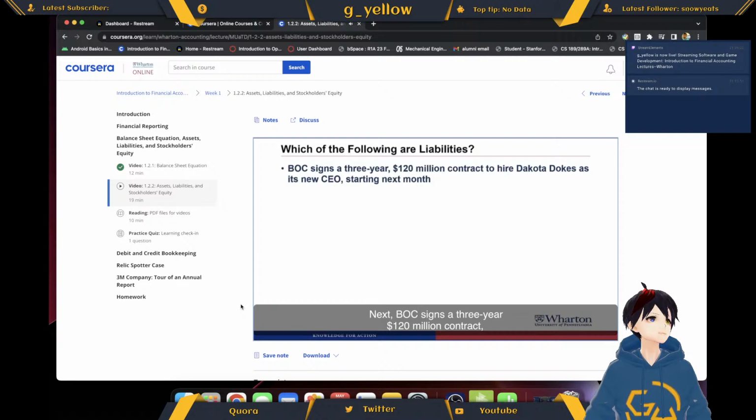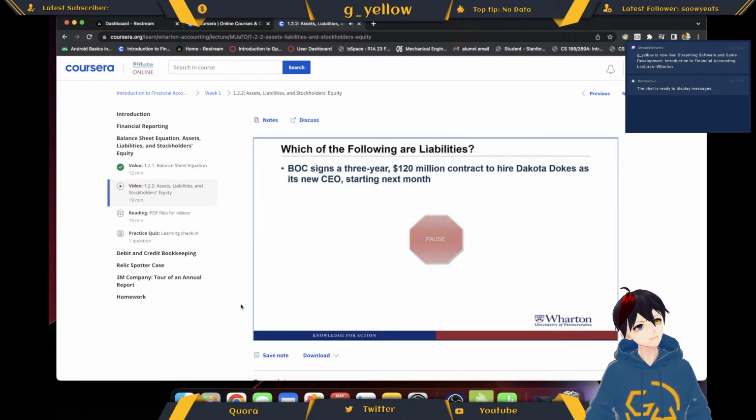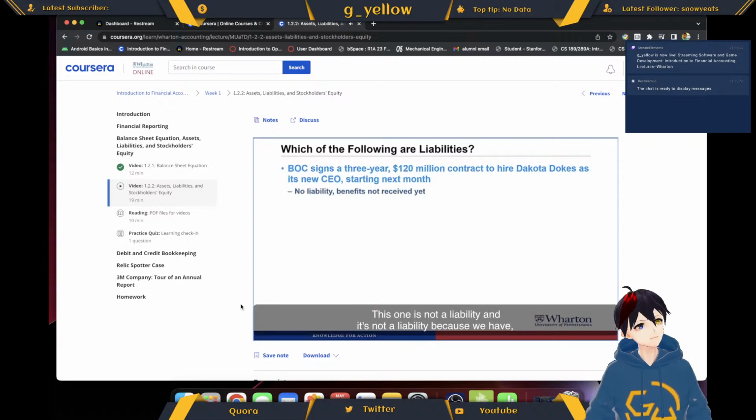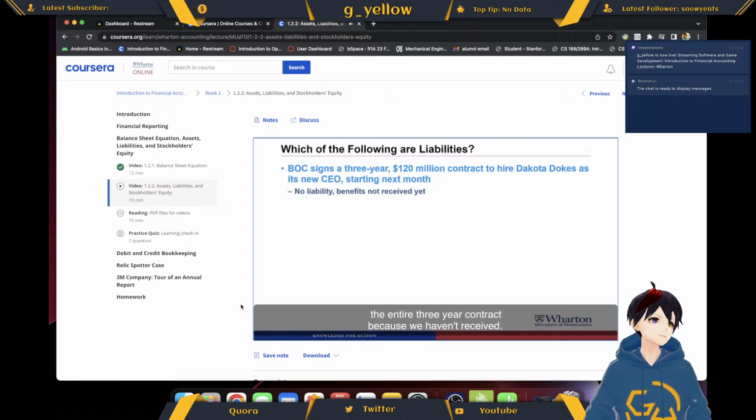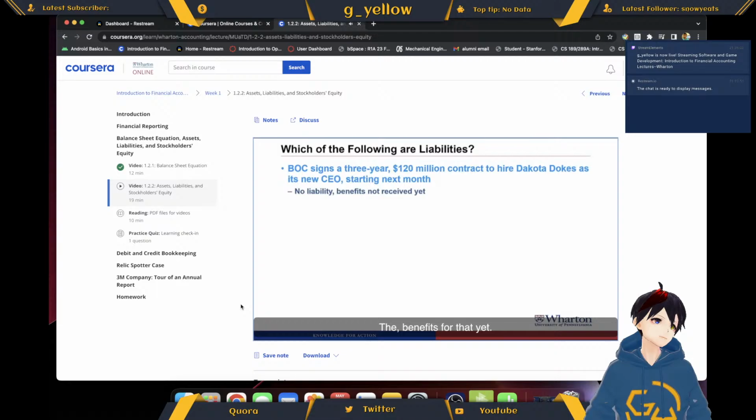Next, BOC signs a 3-year, $120 million contract to hire Dakota Dokes as its new CEO starting next month. You have to pay the salary. This one is not a liability, because you haven't received service. There's no obligation based on benefits that have been received currently or in the past, which is the first criteria. Until Dakota actually works for us, and works for us without getting paid, there cannot be a liability. And even then, the liability would only be for the time that he or she has worked without pay. We wouldn't book a liability for the entire 3-year contract because we haven't received the benefits for that yet.